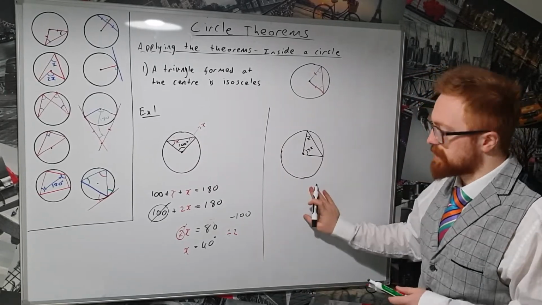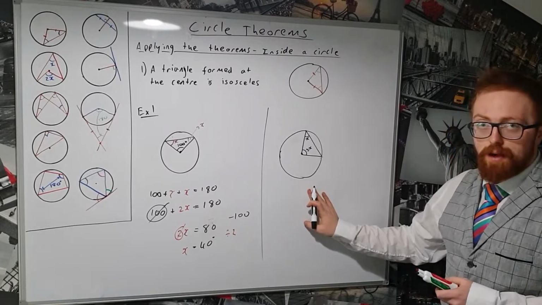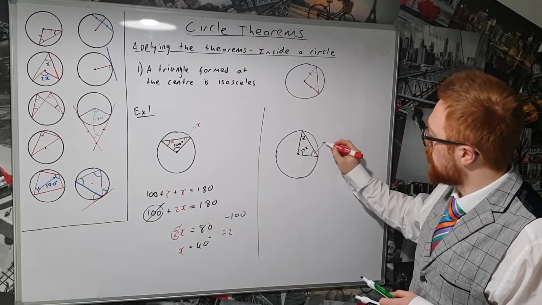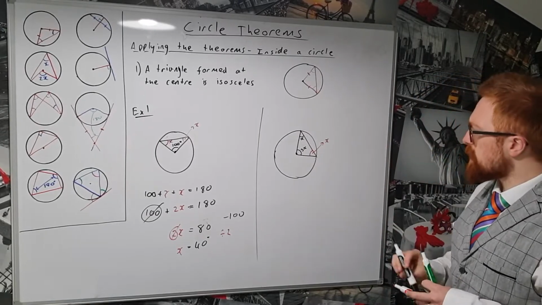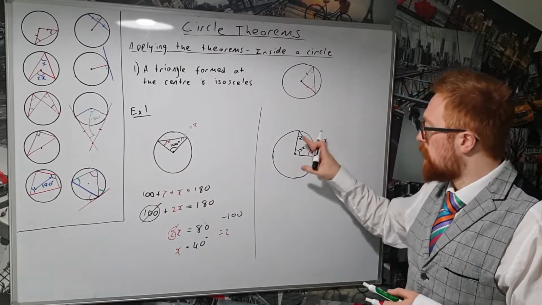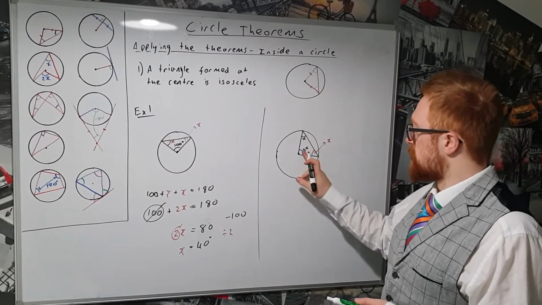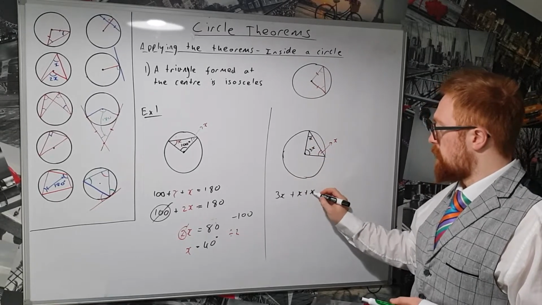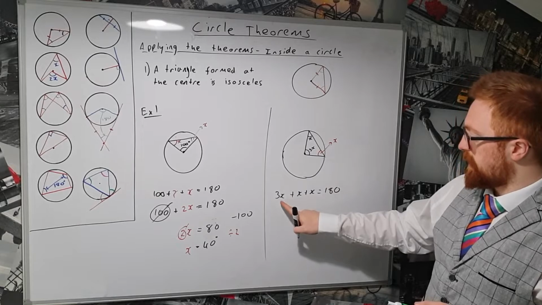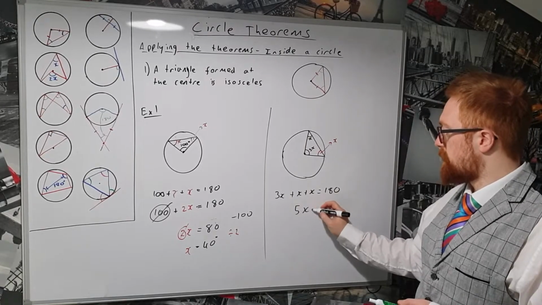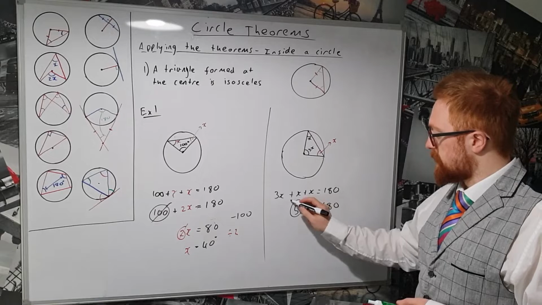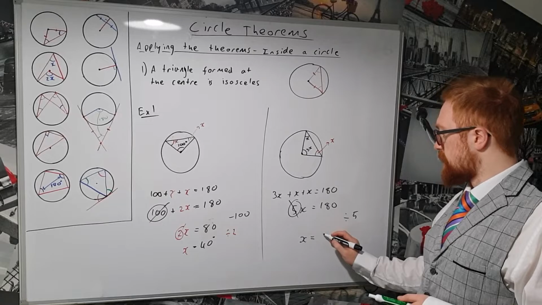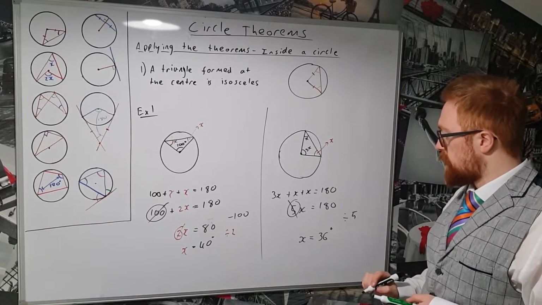Now let's have a look at this next example. This one, quite a similar method. We're going to use the fact that this is an isosceles triangle to state that this angle here is also x. And then we do a similar trick. We add up our 3 angles and set them equal to 180. So we get 3x plus x is equal to 180. Now in this case, that's 5 x's altogether when we simplify it. So to get rid of that 5, we divide by 5. So we get x is equal to 36 degrees.